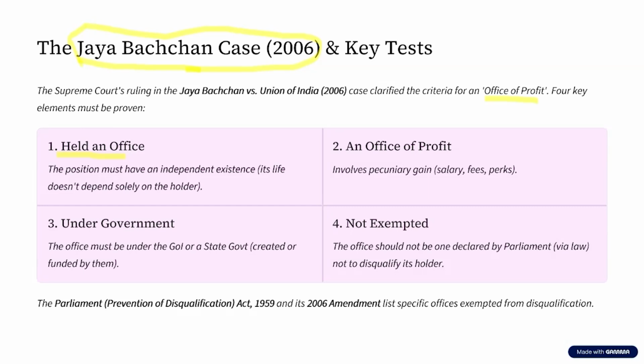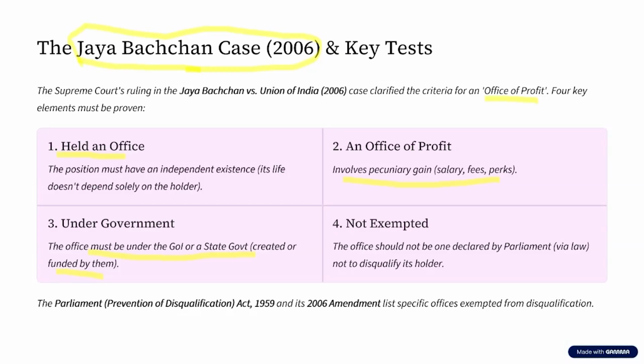But the second condition involves certain gains to the elected representative, be it salary, amenities, facilities, or perks. Now, did Jaya Bachchan get all these kind of things? Yes, the answer was yes. She got all these from the position that she held. And this office was also an office under the government of India or a state government. So these were the two conditions under which Jaya Bachchan was disqualified for holding an office of profit.